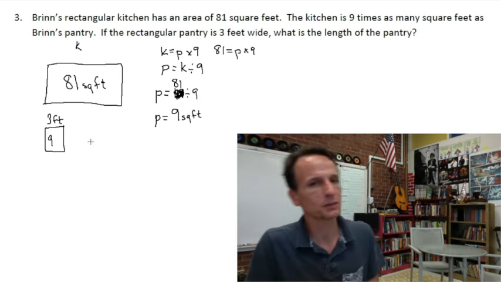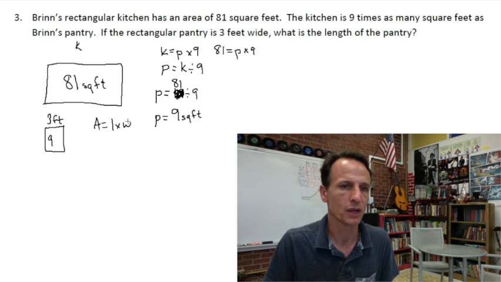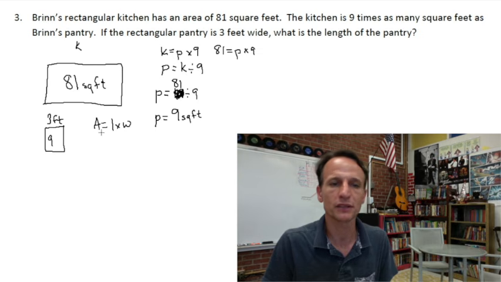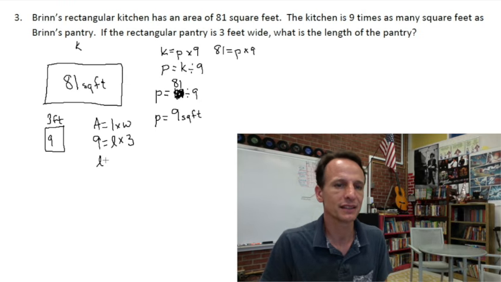Now we discover something rather interesting. So if we're looking at the pantry here, that area is length times width. We now know the area of the pantry is 9. And we know the width. So we're trying to find the length times the width is 3. So what times 3 is 9? Yes, so our length is 3 as well.